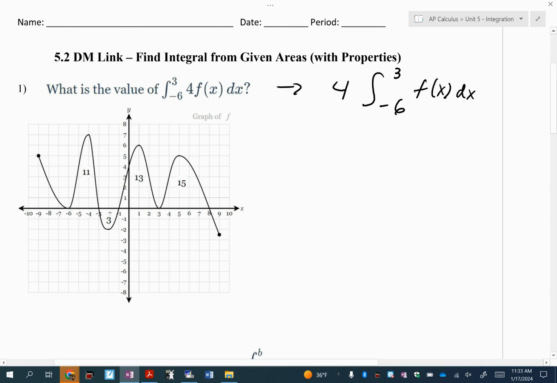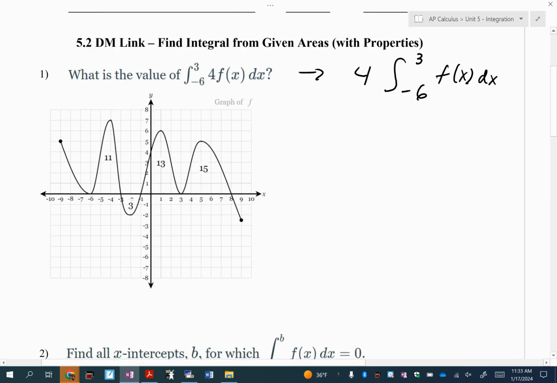One note of caution I would always make sure you do when you're doing these is to make sure that your limits of integration are going from least to greatest. Are my limits of integration going from least to greatest? Yes, -6 to 3. So just be aware of that. All right, so let's start here. -6 to -3, I see an 11. So I'm going to put a positive 11.